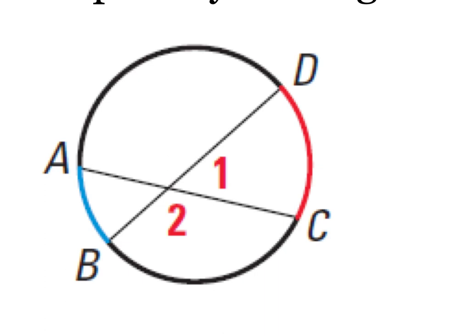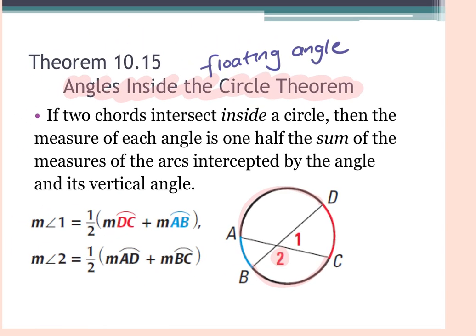Yes, thank you. Okay, and then angle 2, if I wanted to find the measure of angle 2, I would add what 2 arcs? The same ones, AD and BC. If I wanted to find angle 2, I add the arc it intercepts and the arc its vertical angle intercepts, and then divide by 2. Questions on that one?